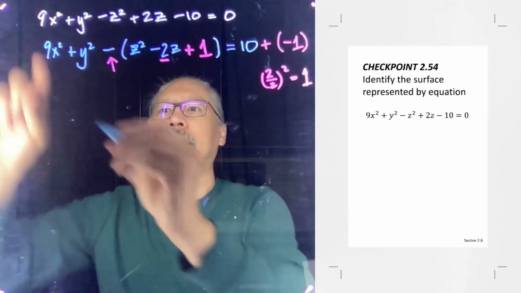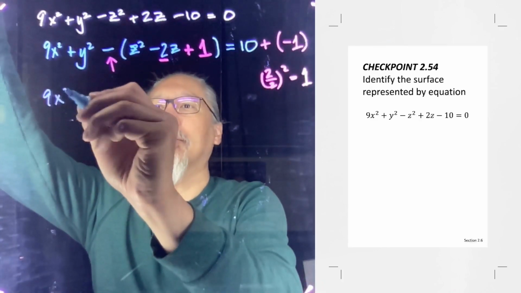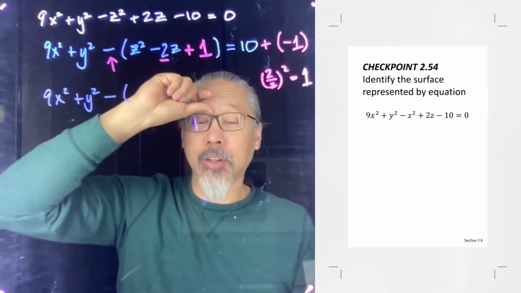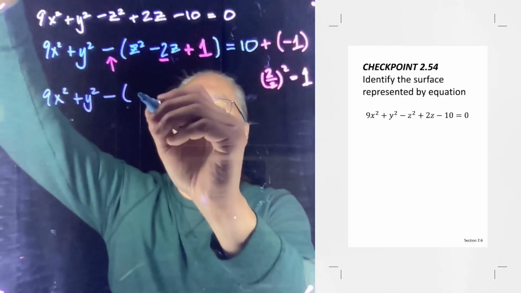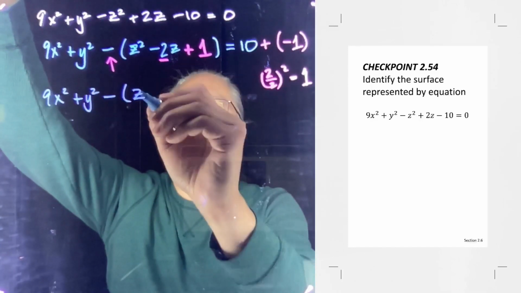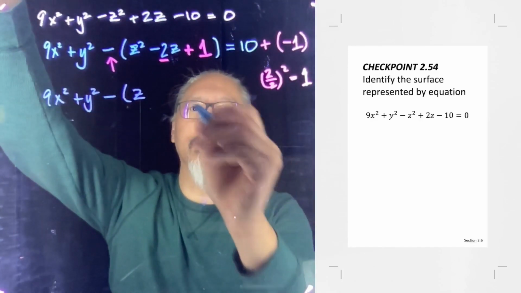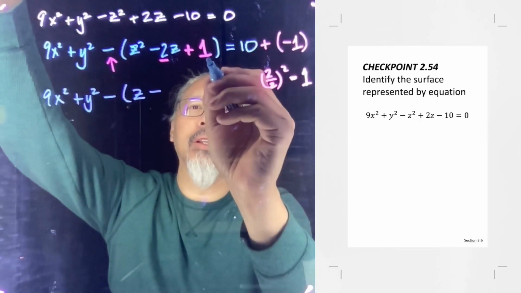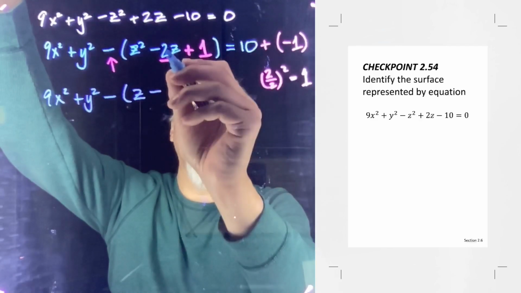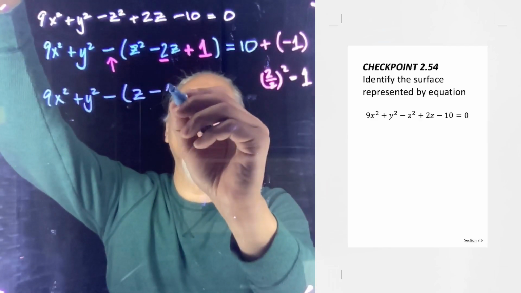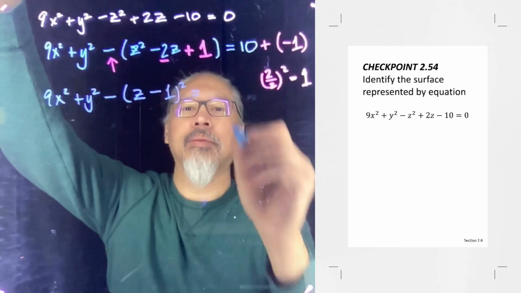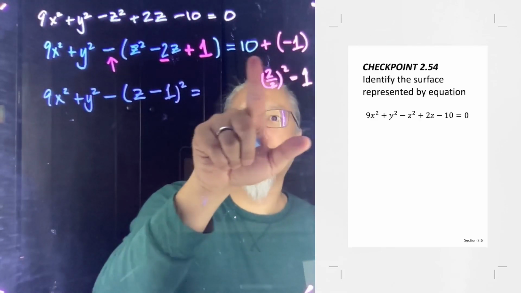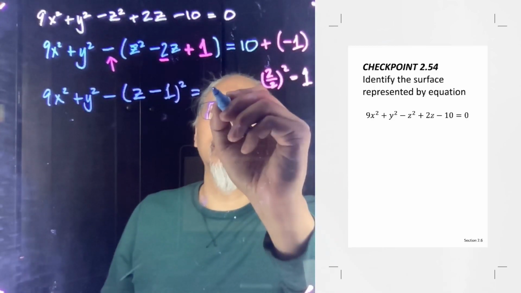Okay, let's continue on. We have 9x squared plus y squared. Now this is a perfect square because we just completed the square. We can identify the completed square by the variable raised to the first power, the sign that we have here, which is a negative, and then half of this number, which is 1. Then we'll do the arithmetic on the right-hand side. That's 10 minus 1, which is 9.